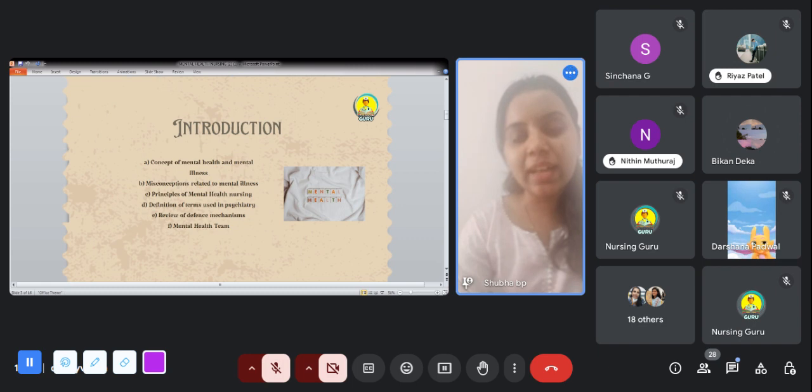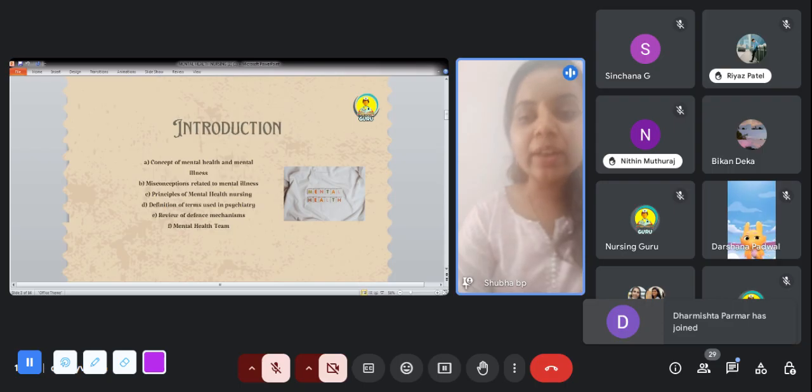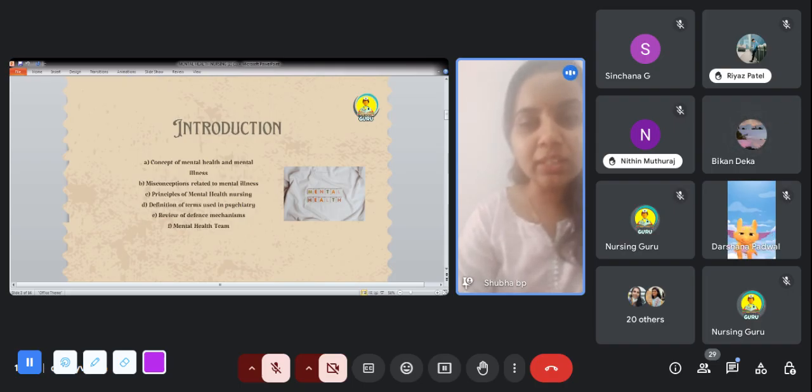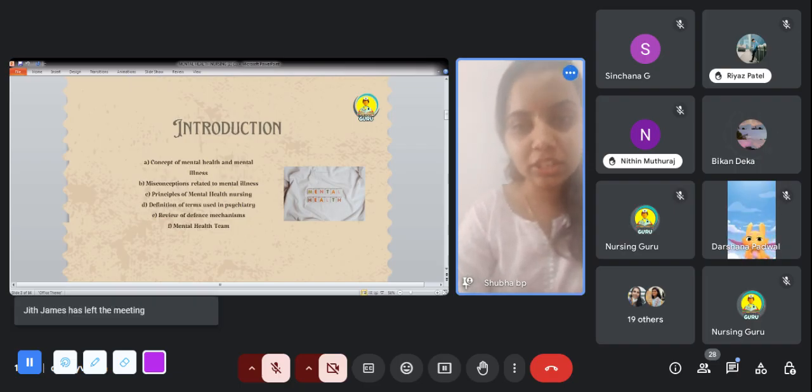And next one, mental health team. In the mental health team there are many doctors, nurses and psychiatrists. Everyone works to cure the mentally ill people. In one team, how many people, whether a doctor will come, whether a nurse will come, whether a psychiatrist will come, these things you are going to study in this topic, mental health team. The question they ask is which persons work under the mental health team. So you need to write doctors, psychiatrist, psychologist, nurse and pharmacologist. These persons come under the mental health team.